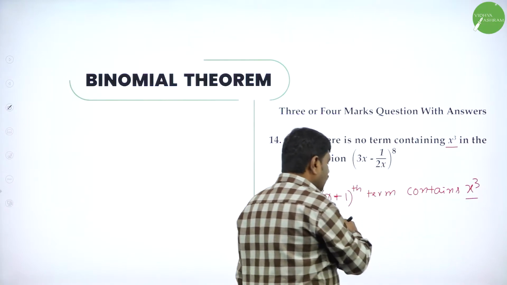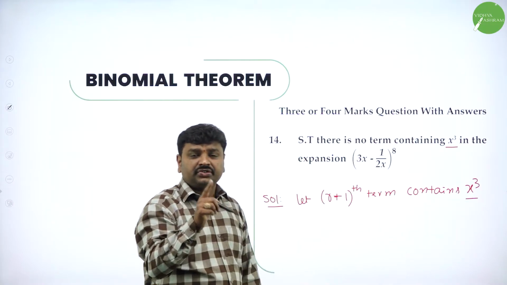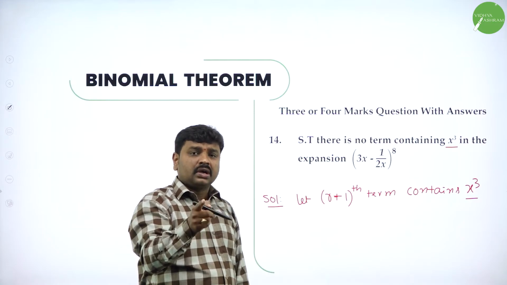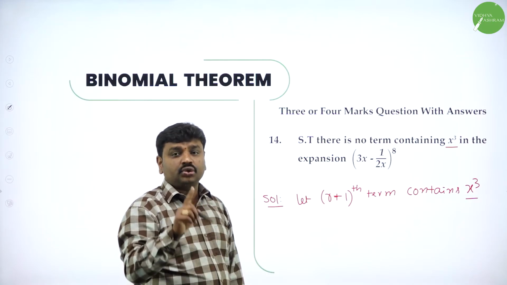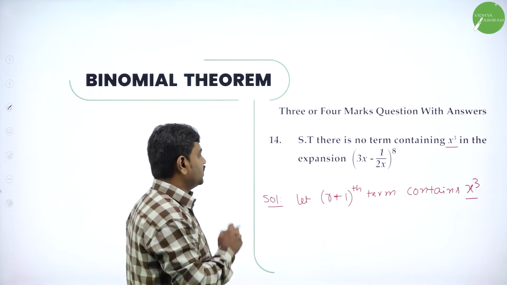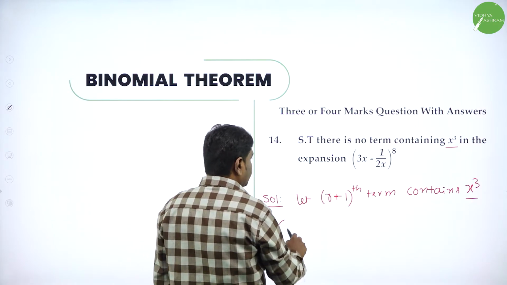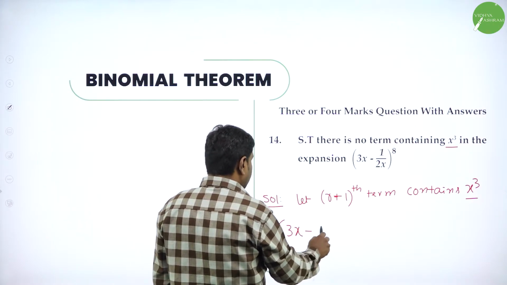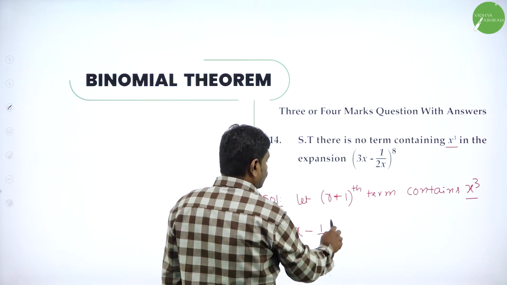Now you should get an r value which is a whole number, a positive integer. You should not get r as a fraction. We'll see that. So now what is the expansion they gave? (3x minus 1 by 2x) whole power 8.